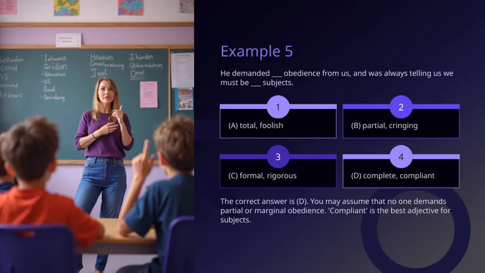Complete emphasizes that nothing is held back, it's total obedience. And compliant describes subjects who follow orders willingly and obediently, aligning well with the idea of demanding obedience. This example ties into the broader theme of authority and submission, showing how language choice reveals the intensity of the demand and the nature of the relationship. So remember, in such contexts, complete and compliant are the most precise and impactful words to convey the message.